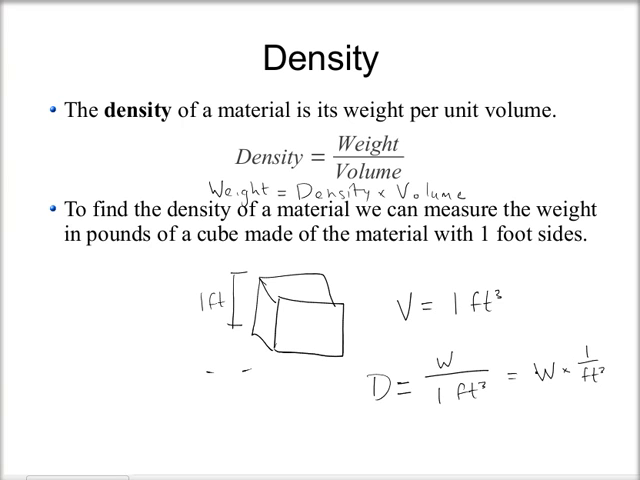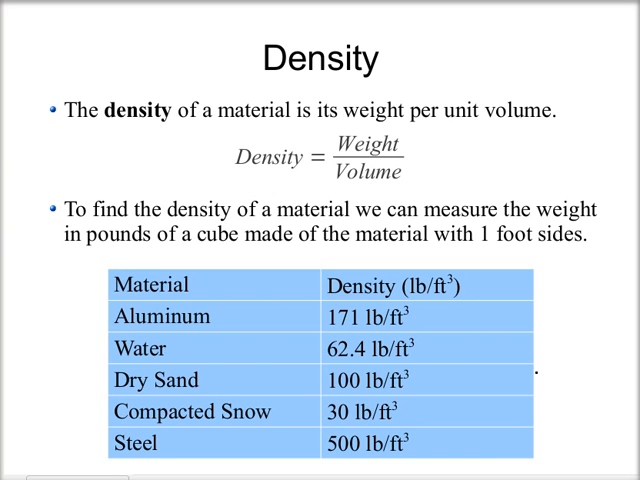So that's useful. If I look at this chart here, it's got some densities of common materials, and you can figure these out by weighing a cube with 1 foot sides. If you weigh an aluminum cube with 1 foot sides, that's going to weigh 171 pounds. So that means its density is 171 pounds per cubic foot. And then I've also got the densities for water, dry sand, compacted snow, and steel here.